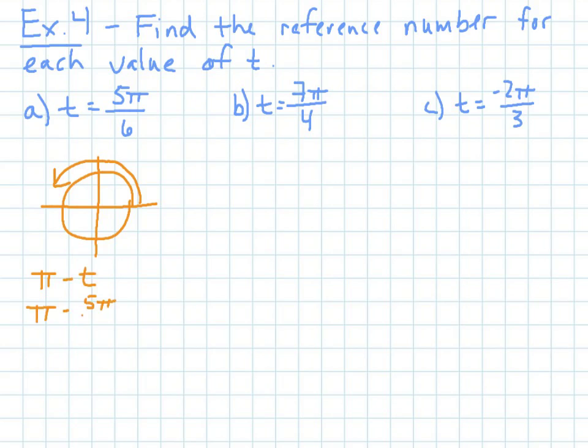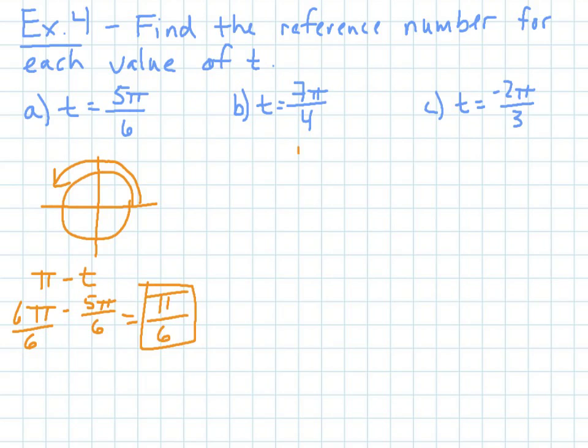So t is 5 pi over 6. Now I can change pi to 6 pi over 6 and subtract. So that gets me pi over 6. That's the same thing as 150 degrees. So 180 minus 150 would get you 30 in degrees. And so 5 pi over 6 is like the 30 of the second quadrant.